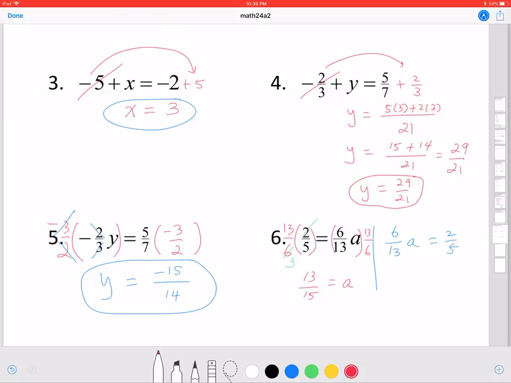Now, sometimes you may leave your answer like this, but usually it's customary to have the variable on the left-hand side, because our language reads from left to right. Just saying a is equal to 13 over 15. All right, and that is our answer for problem number 6.